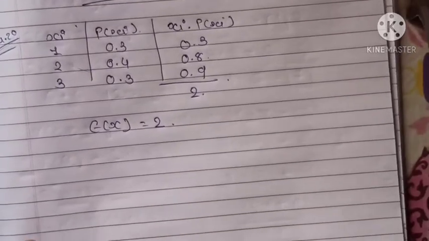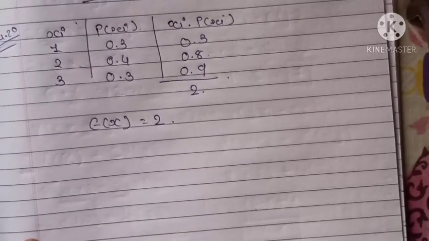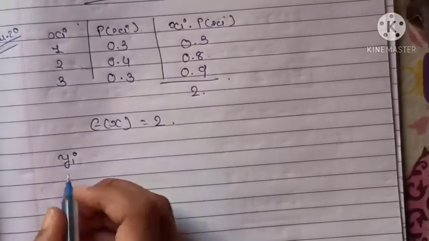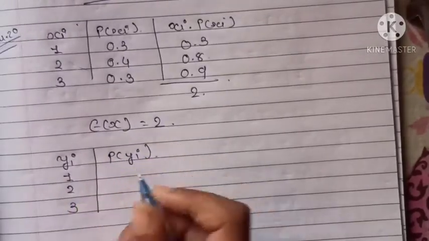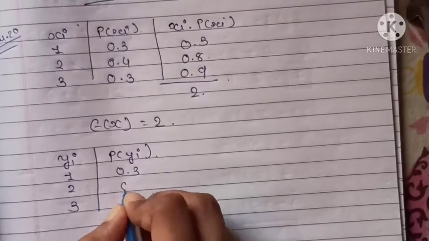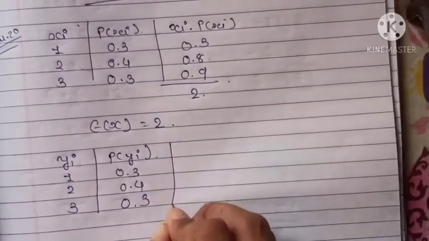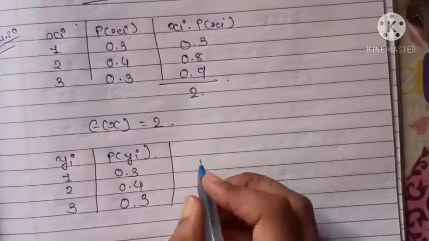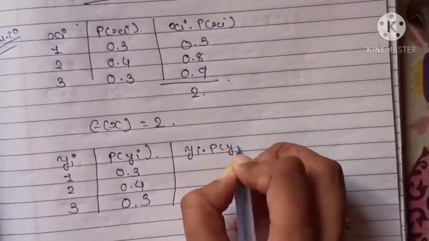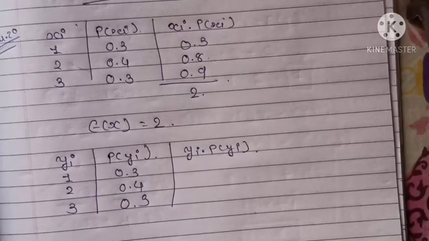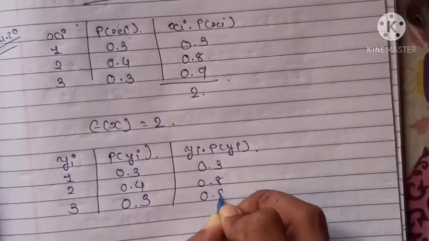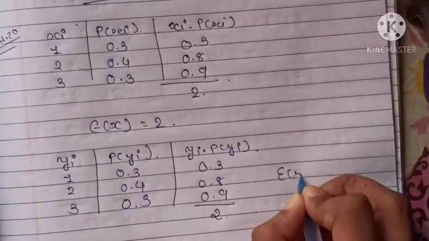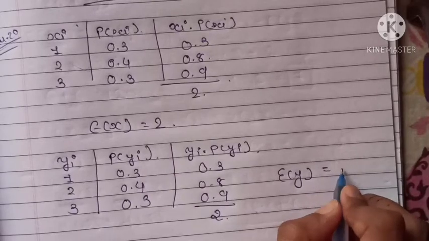Right? Now we have to find out the EY. So YI is equal to 1, 2 and 3. Then PYI, that is 0.3, 0.4, 0.3. So the value will be the same, so the answer also will come the same. So YI into PYI, that is 0.3, 0.8 and 0.9, that is 2. So expected value of the Y is equal to 2.